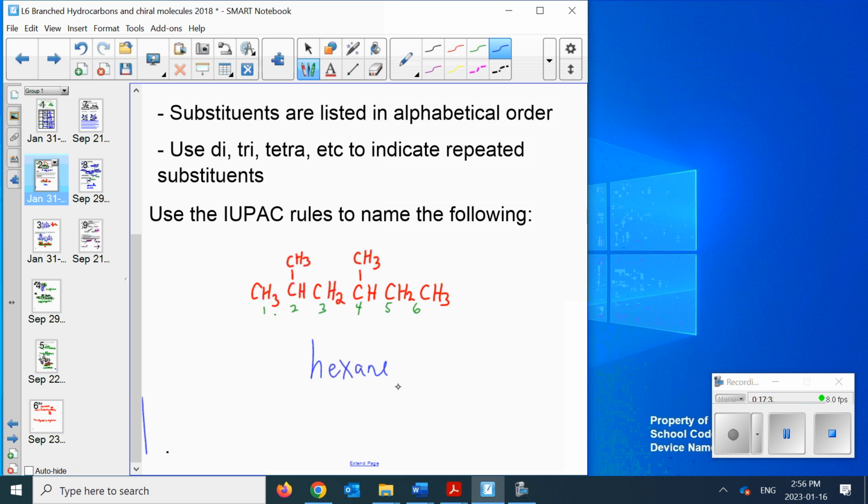So hexane. Then, what are the attachments? What kind of groups? Methyl groups. So I'm going to put that ahead of here. And there's 2 methyls, so I'm going to say dimethyl. Where are the 2 methyl groups located? On the 2nd and the 4th carbon, right? So we're going to put 2,4-dimethylhexane.